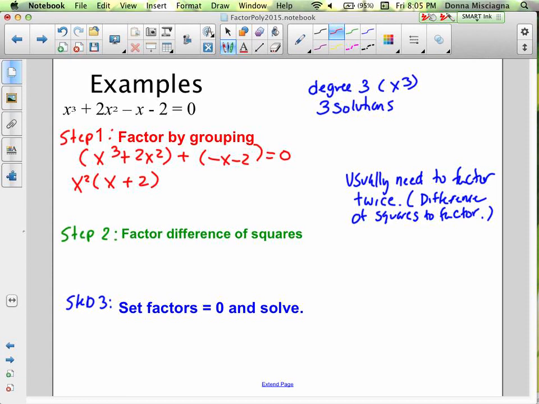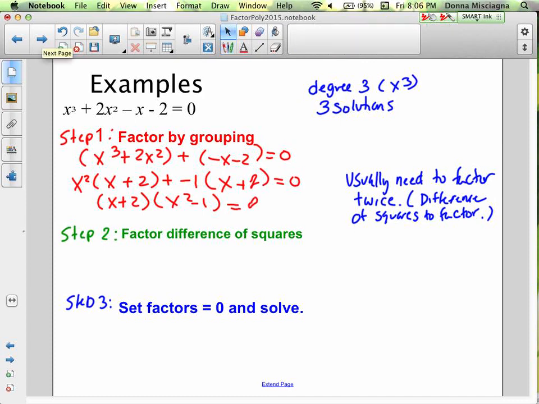Negative x and negative 2, we could factor out a negative 1, because we want x plus 2. Negative x divided by negative 1 is x, and negative 2 divided by negative 1 is positive 2. So we have a repeating factor. We'll factor out that repeating factor, and we're left with a something squared, which we need to solve. This something squared is a difference of squares, and that can be factored. We would have to use a different solving technique had that been a sum of squares.